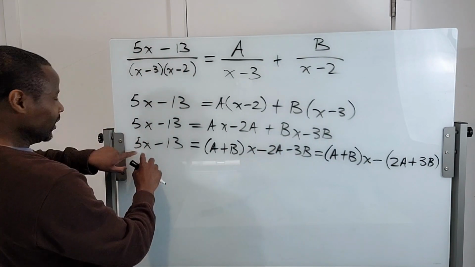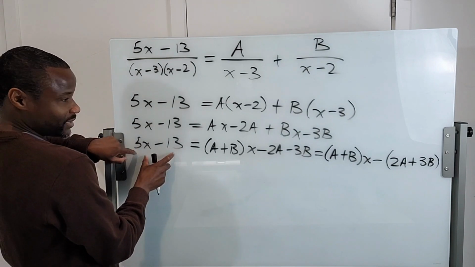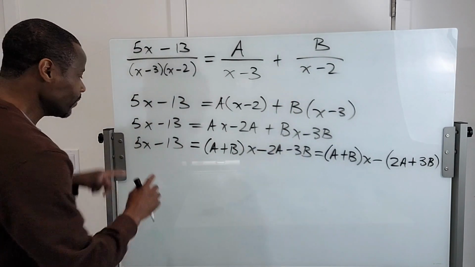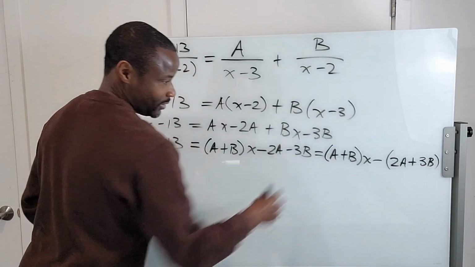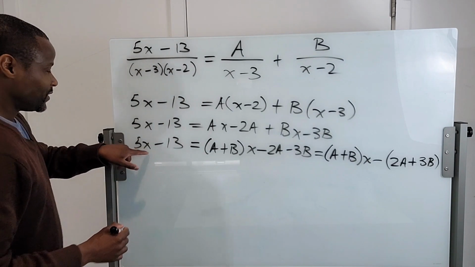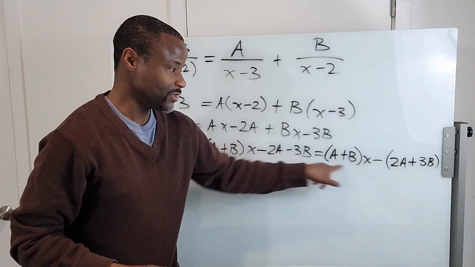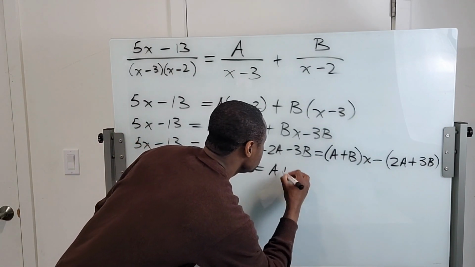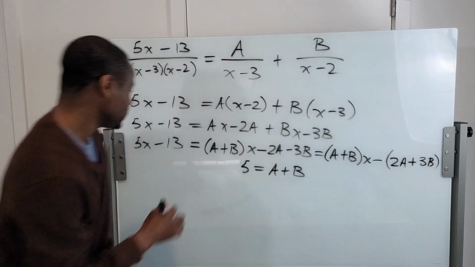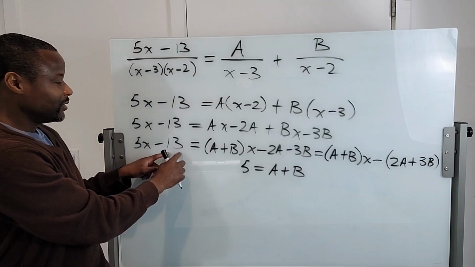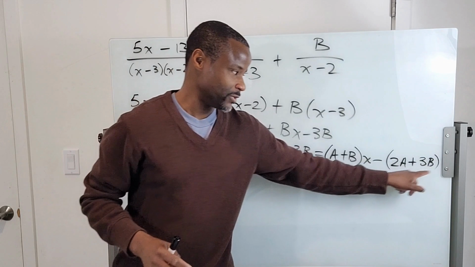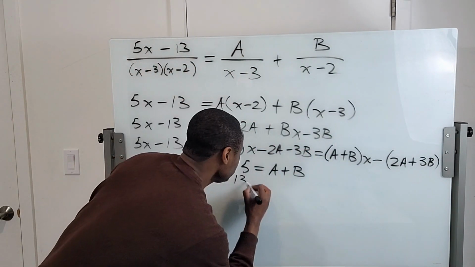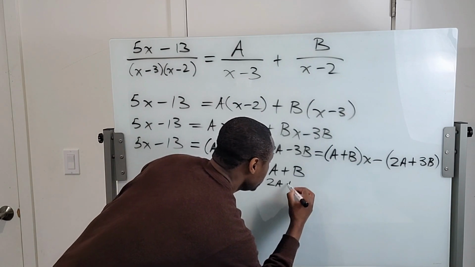So the only way this first expression can be equal to this third one is if 5 is equal to A plus B. Because keep in mind, the coefficient of x here is 5, here it's A plus B. So they must be equal. That means 5 equals A plus B. And if I'm subtracting 13 here as my constant, and I'm subtracting 2A plus 3B there as my constant, they must be equal. 13 must equal 2A plus 3B.